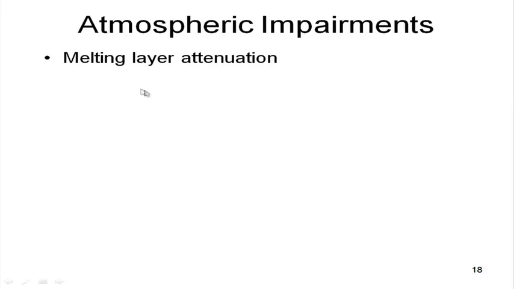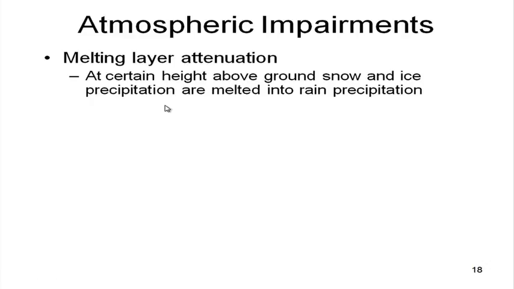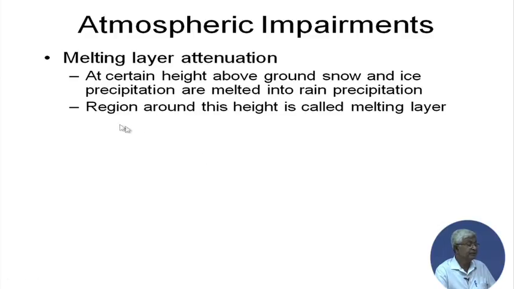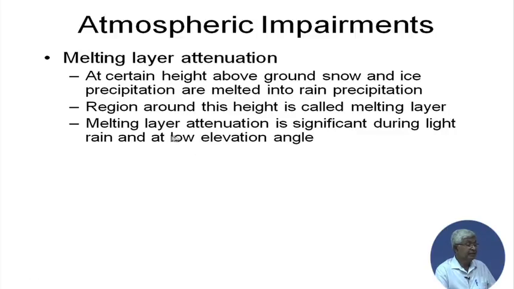Then atmospheric impairment includes the melting layer attenuation. At a certain height above ground, snow and ice precipitations are melted into rain precipitation. We have already mentioned this one. The region around this height is called the melting layer. Melting layer attenuation is significant during light rain and low elevation angle, etc.